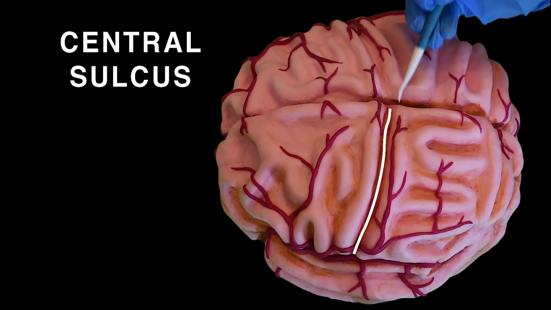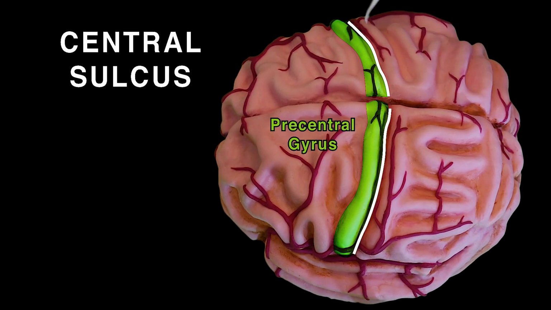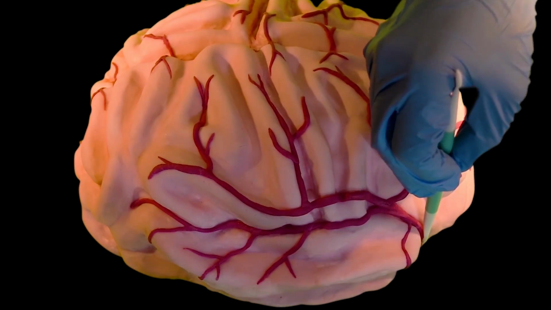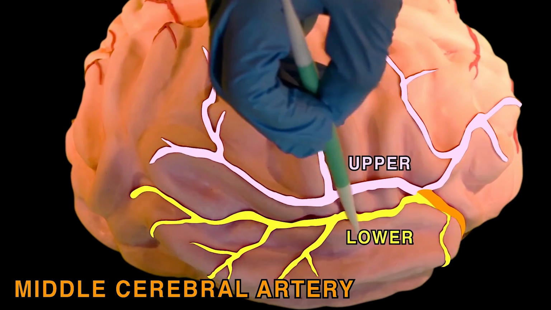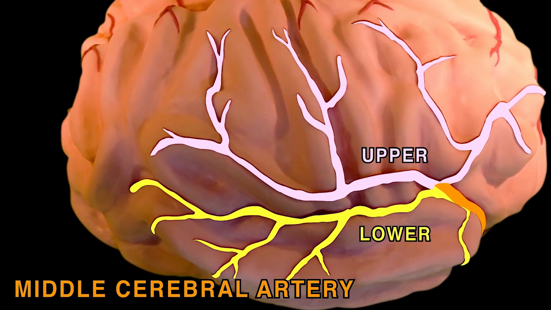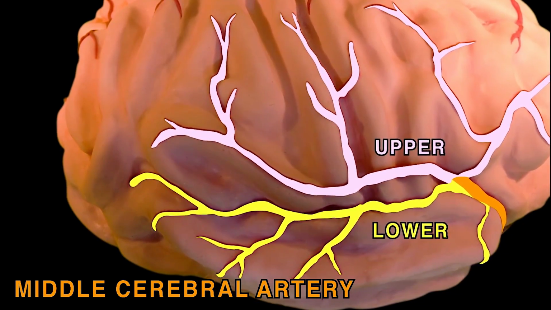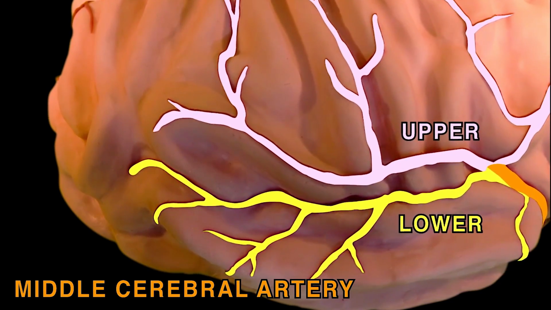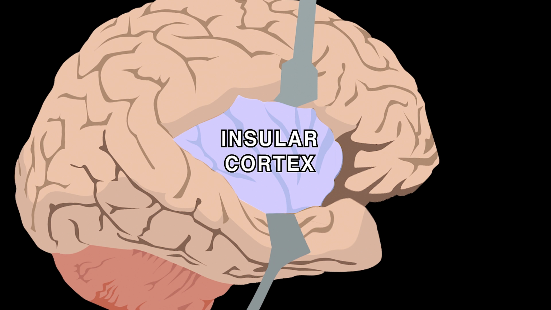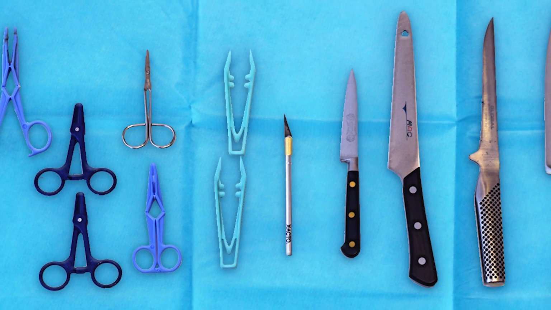Here we see the central sulcus, which lies between the precentral gyrus and the postcentral gyrus. The most prominent artery we see here is the middle cerebral artery, which splits into the upper and lower division. The middle cerebral artery is one of 3 major paired arteries supplying the cerebrum, and supplies the anterior temporal lobes and insular cortices. The insular cortices are inside the lateral fissures.